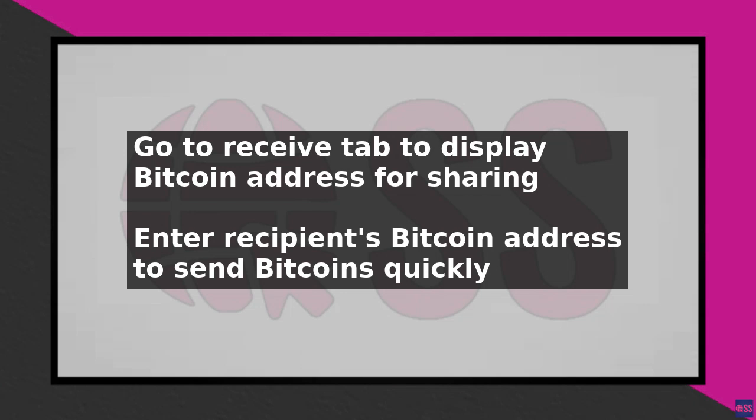It is also important to note that Coinbase Wallet supports multiple Bitcoin networks, including the Bitcoin mainnet and the Bitcoin testnet. The mainnet is the live Bitcoin network, while the testnet is a testing network used for development and testing purposes. To switch between the different Bitcoin networks, go to the Settings tab. Then select the network you want to use.